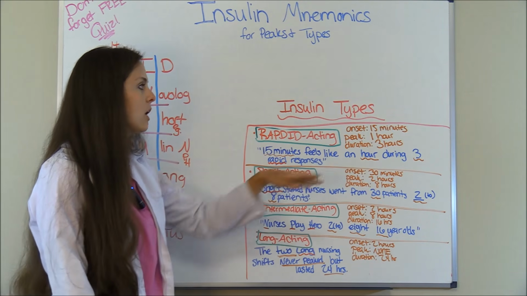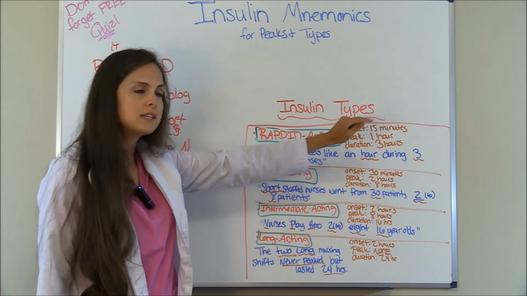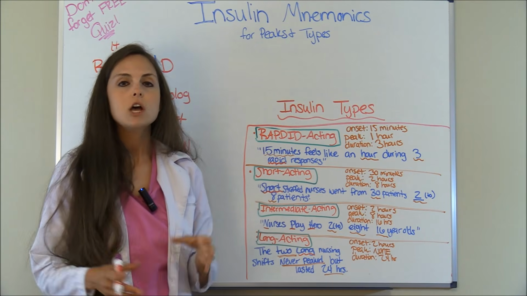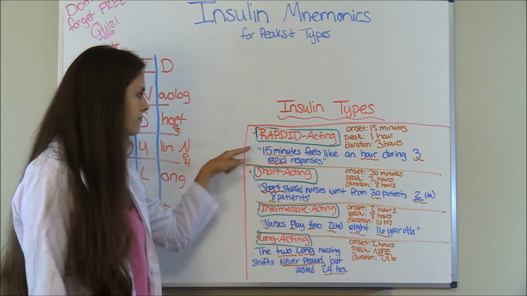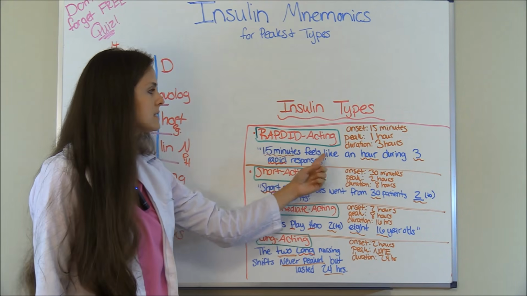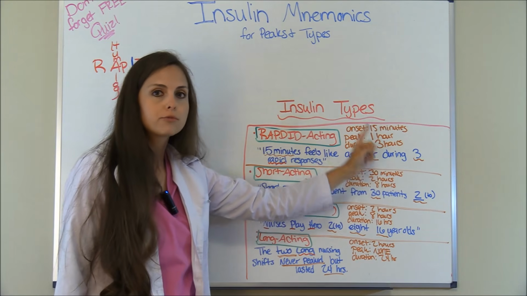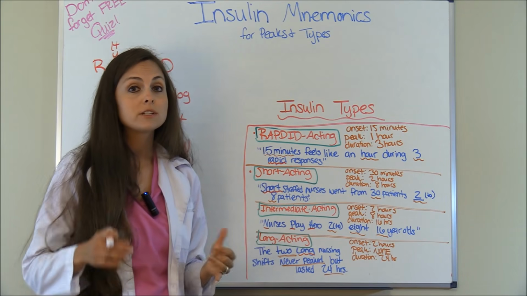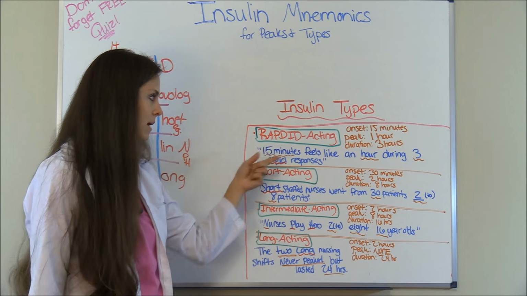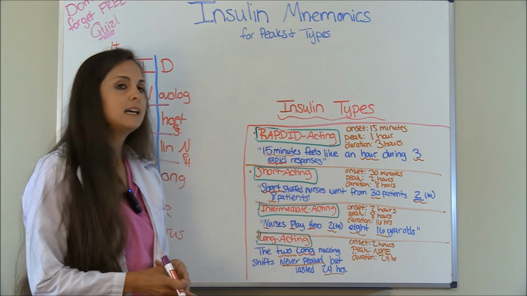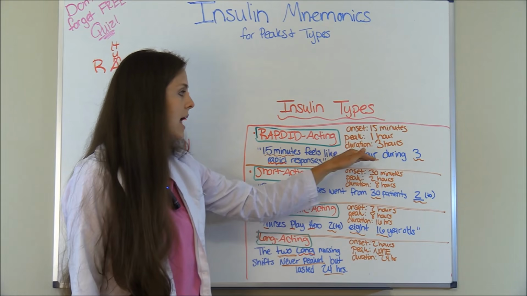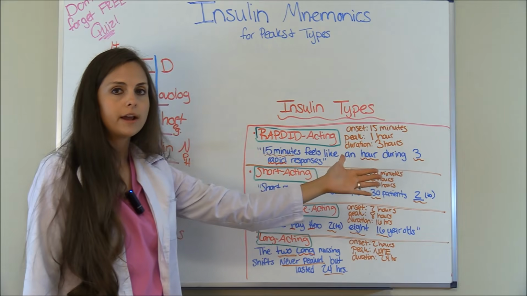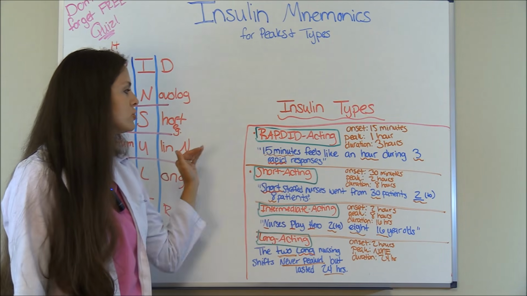Okay, rapid acting. The onset is 15 minutes, the peak is 1 hour, and the duration is 3 hours. So remember this phrase: 15 minutes feels like an hour during 3 rapid responses. This tells us we're dealing with rapid acting because of rapid responses. 15 is our onset, an hour is our peak, and 3 is our duration.